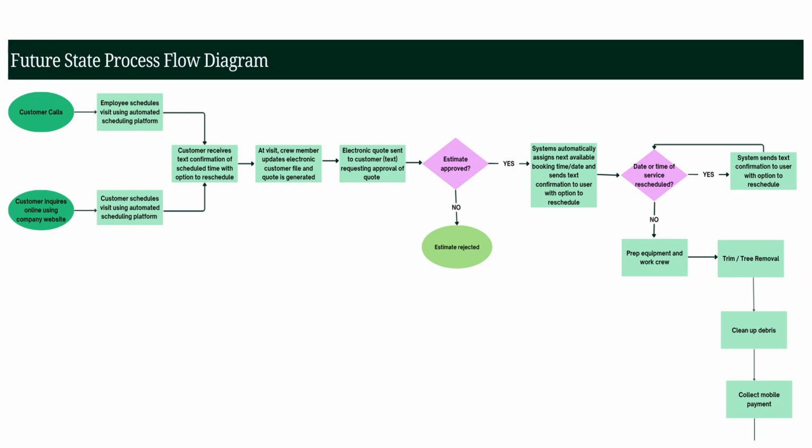Once the estimator completes a visit, the quote is generated electronically and sent for approval via text. If approved, Power Automate then triggers the next available job slot and sends a text confirmation for the service date. When the crew completes the trimming or whatever service was requested, they log that completion using the same system. The payment link is also automatically sent to the customer for a secure online checkout, all in that same system, so it's more convenient. This new digital structure eliminates manual entry, reduces back and forth calls, and standardizes how work moves through the system.